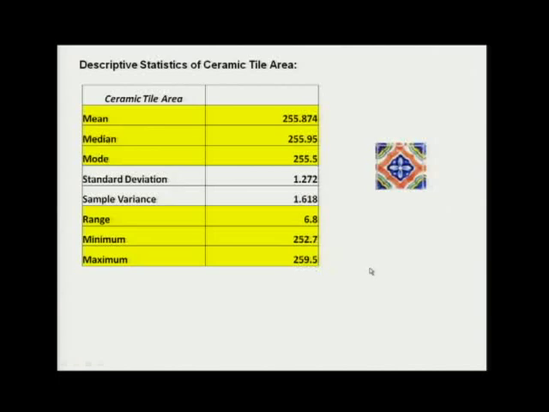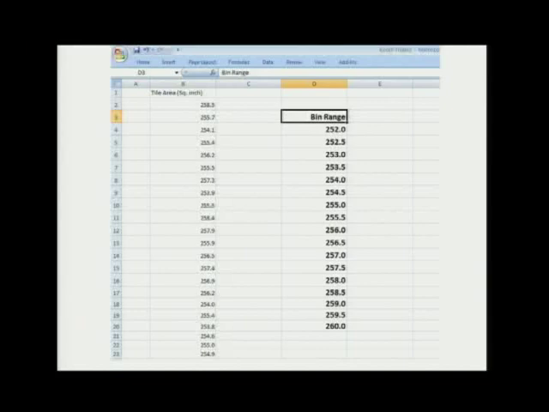You would think that ceramic tiles should have identical areas, but variability will always prevail because no matter what we do in manufacturing, we're always going to have variability. So we have a minimum of 252.7, maximum of 259.5 by this analysis, and observing these values gives us a good idea about the variable being the area of the ceramic tile, the center values, as well as the dispersion or the variability values.